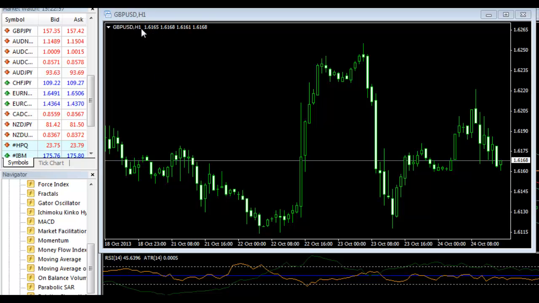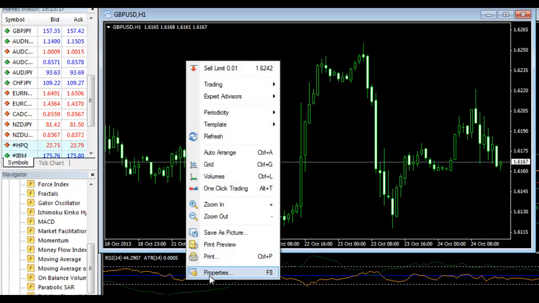Okay, we're going to start out with a chart. I'm using the pound versus the dollar simply because I don't have any open trades at the moment. I'm also using MetaTrader 4, which is one of the most common software trading programs out there. You might be using a different software which would change the technicals a little bit, but in terms of principles and how to actually do this, it's pretty much the same.